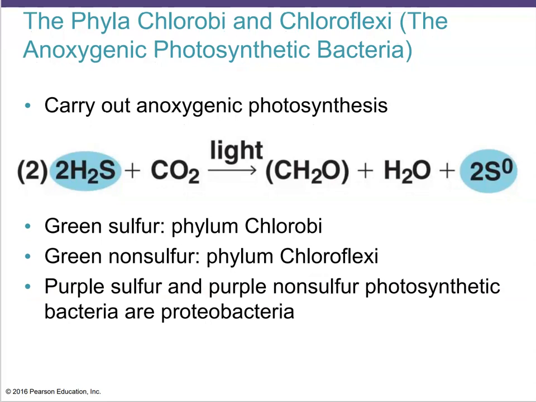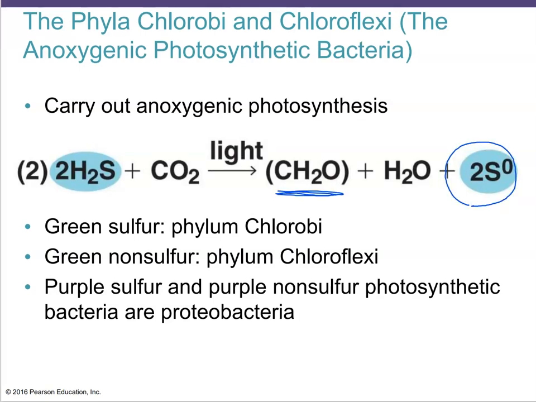And here's another more exotic version. Here, these phyla of the Chlorobi and Chloroflexi, these guys do anoxygenic photosynthesis. That means they produce carbohydrates by photosynthesis, but they don't produce oxygen as a byproduct. They produce sulfur as a byproduct, but they still produce the carbohydrates. And so here we have the green sulfur bacteria, these phylum Chlorobi, and then the green non-sulfur Chloroflexi, and the purple sulfur and purple non-sulfur photosynthetic bacteria.